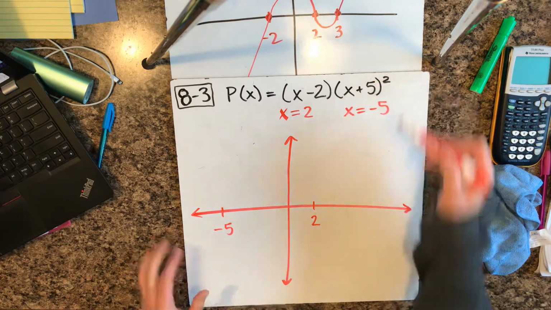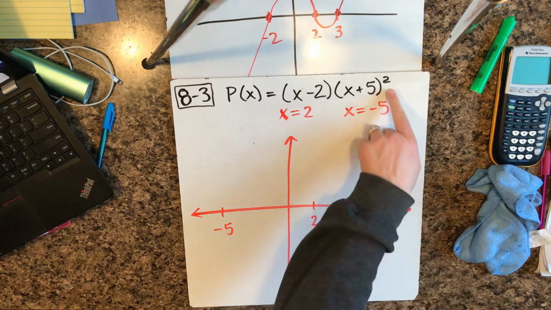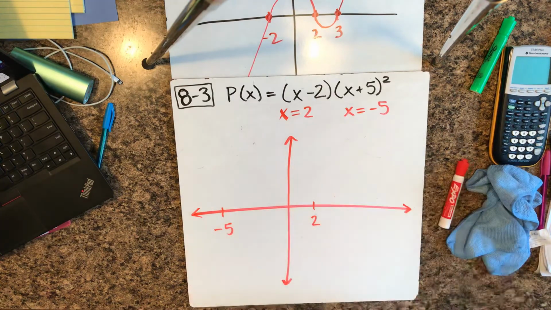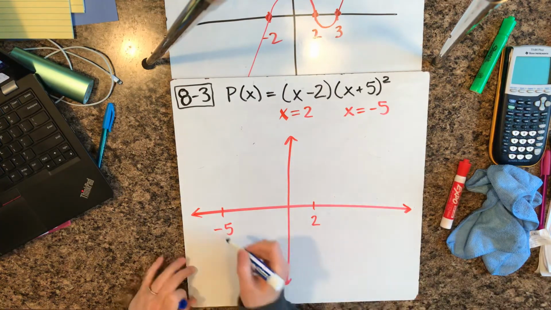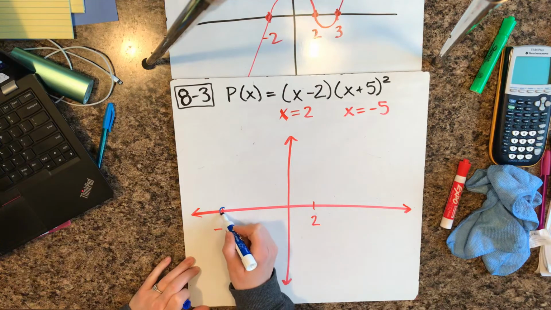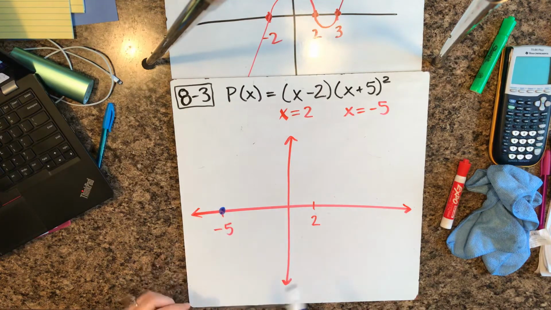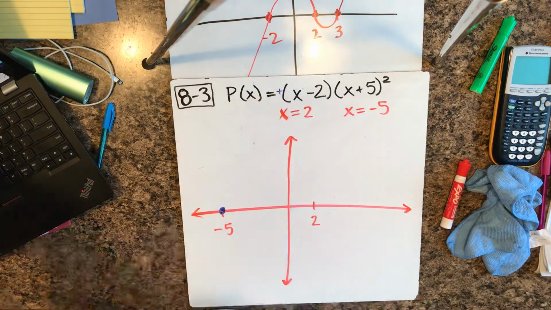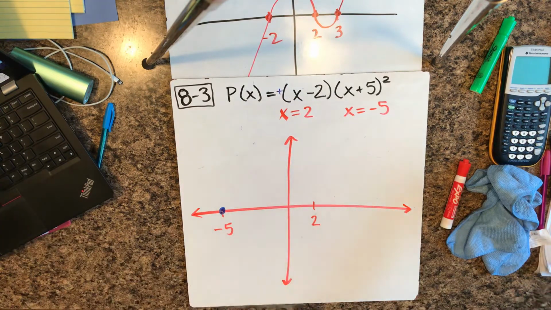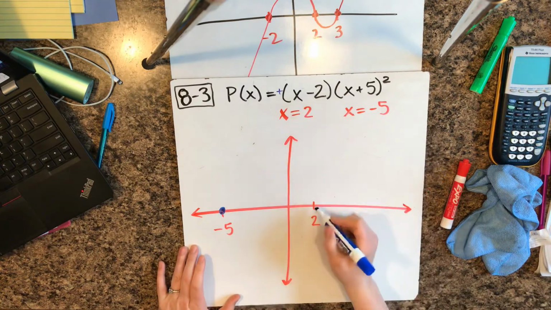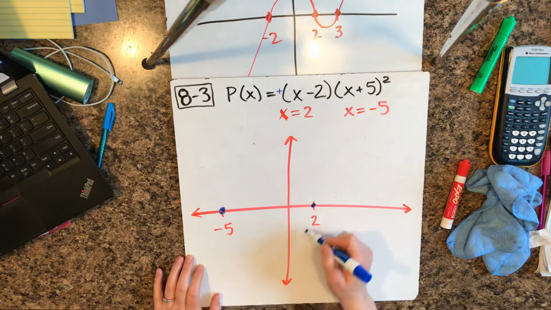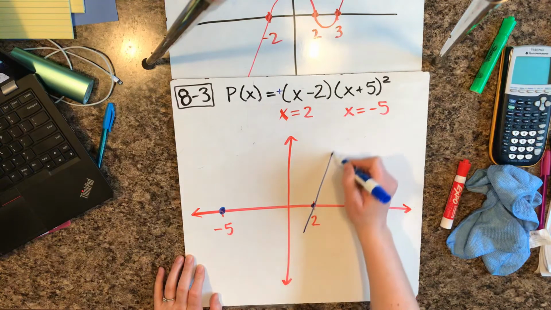Now in this case, this part is squared, so at x equals negative 5, something special is going to happen. There's actually going to be a bounce here, and we're going to talk about what a bounce looks like in a second. Again, this is positive, which means on the far right side, my end behavior, I'm going to end by going up. So remember, this is like a needle going through. It's going to go through here and go up.